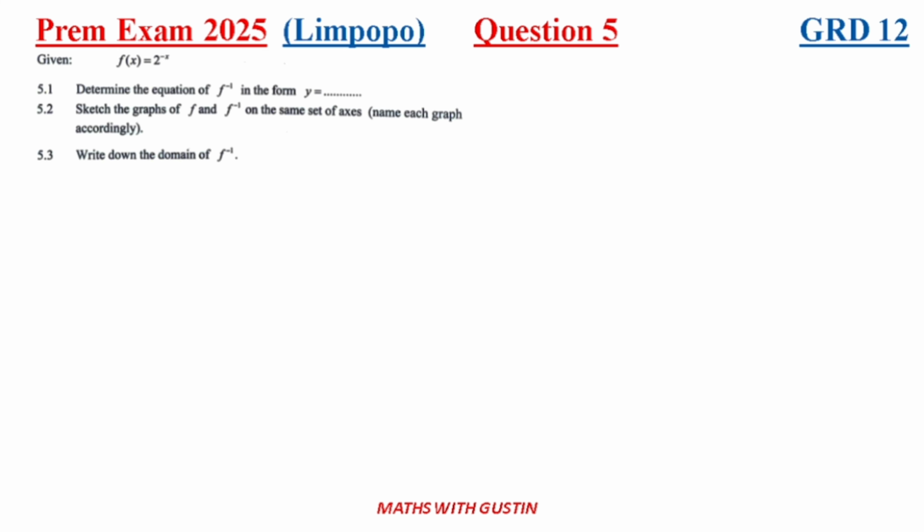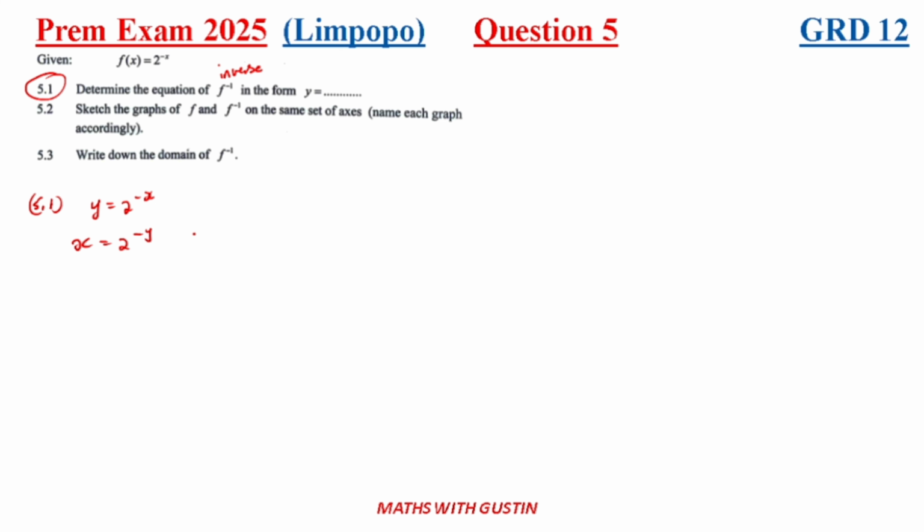It was an exponential function given to us in terms of f of x equals 2 to the power of negative x. So 5.1 says determine the equation of f inverse, you all know that this one refers to the inverse, in the form of y. Alright, so I'm just gonna write it down here. Say 5.1. Remember, this is the function given to us. What does the rule say? The rule says swap x and y. So we swap x and y. Here we go.